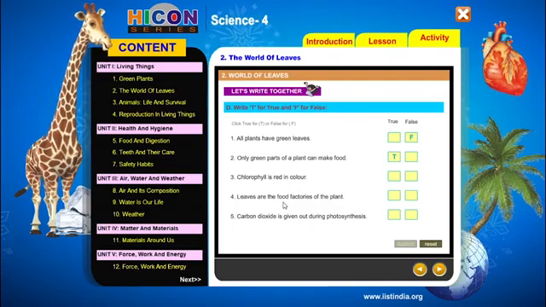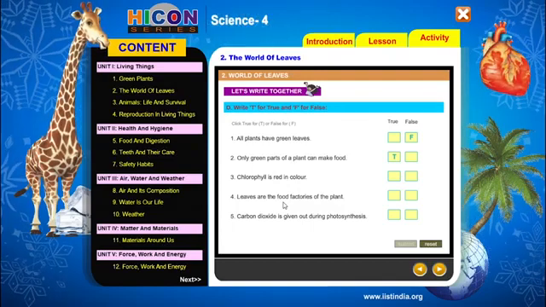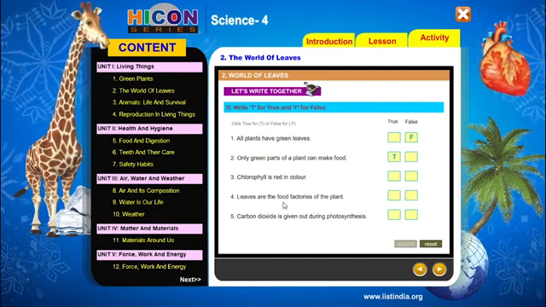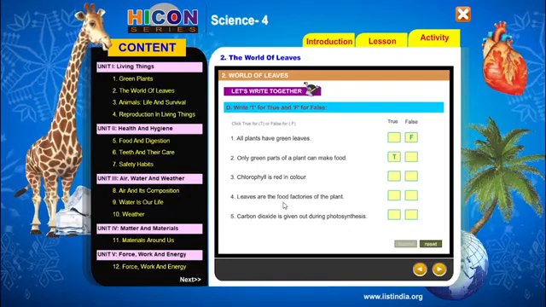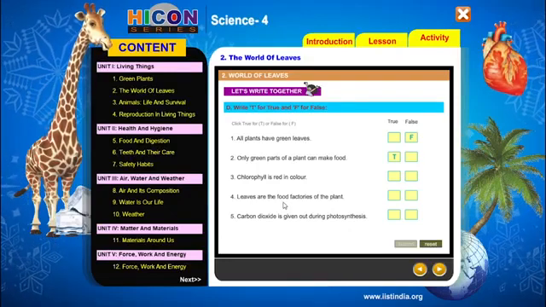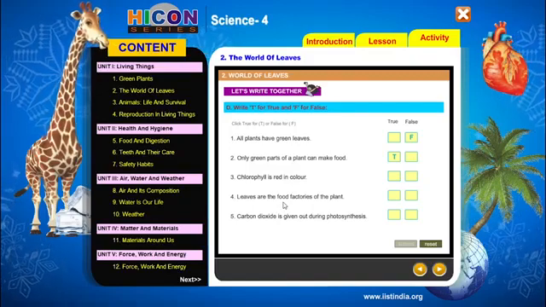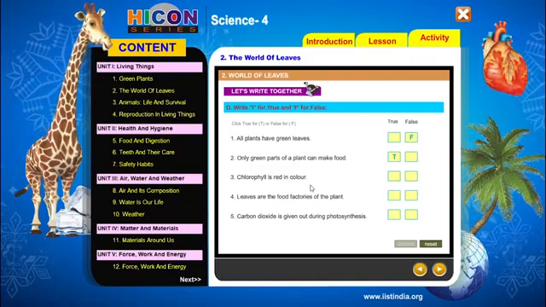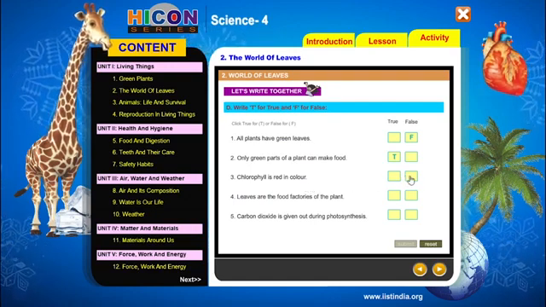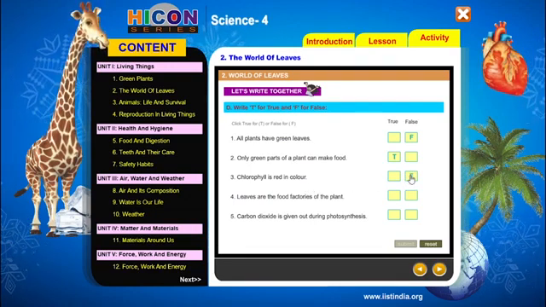Children, is it correct? No. Chlorophyll is a green color substance and it causes the green color of the leaves. Generally this chlorophyll is present in leaves. That's why leaves are green in color. So chlorophyll is not red, it is green. So the third sentence is wrong. So write F in the box for it.